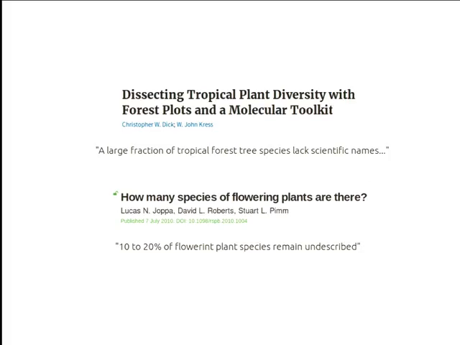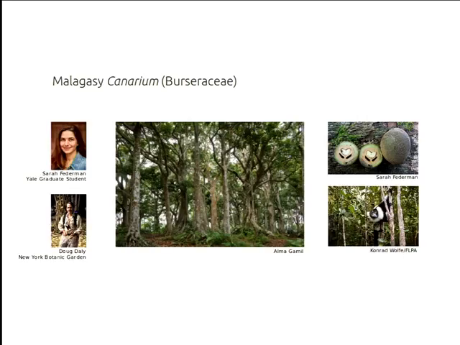In flowering plants, it's thought that maybe as much as 10 to 20% of flowering plants remain undescribed. And it's thought that a lot of these are probably tropical trees, which are just very difficult to study from a taxonomic perspective. I've been working recently on a group of tropical trees, collaborating with Sarah Fetterman, a graduate student at Yale, and with Doug Daly, who's a curator at the New York Botanical Garden.